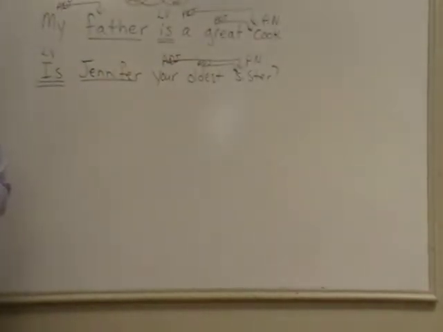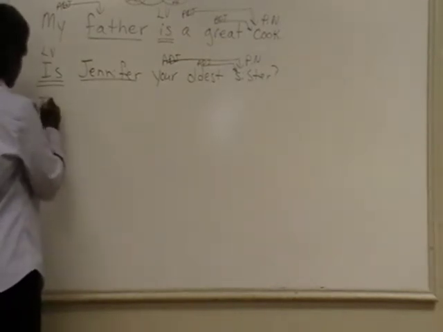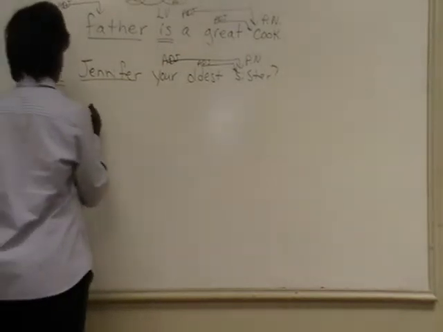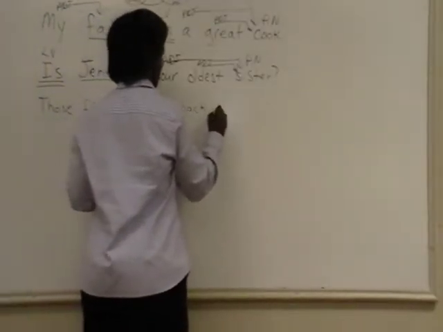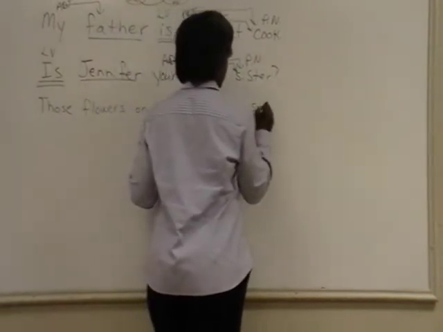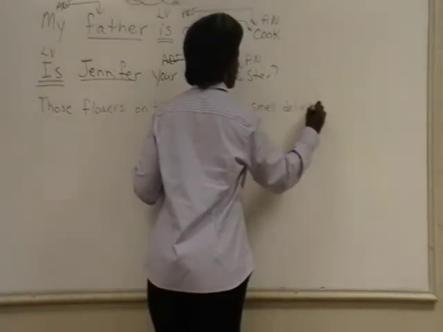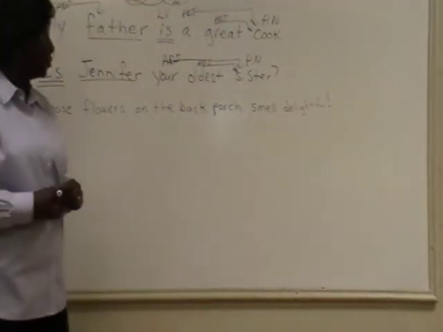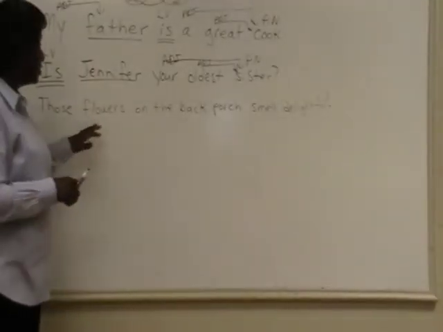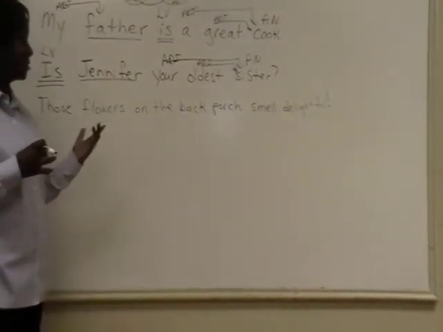Your next sentence is, those flowers on the back porch smell delightful. Let's make that an exclamation, because if the flowers smell delightful, then we need to get excited about it. Those flowers on the back porch smell delightful. Exclamation point. When we analyze this one, you'll be looking for some kind of linking verb that's going to link those together.